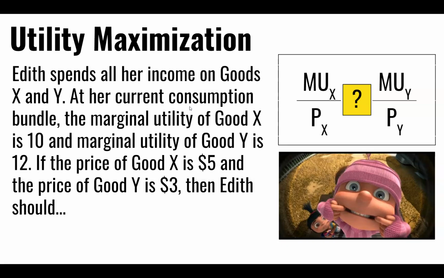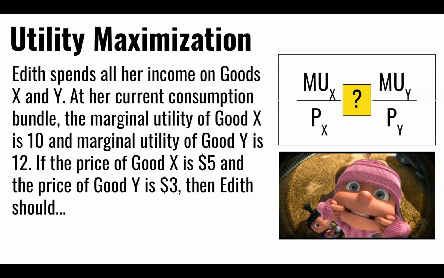So let's look at an example. Let's pretend that Edith spends all of her income on goods X and Y. She only has 2 goods. She spends all her money on them. At her current consumption bundle, the marginal utility of good X is 10, and the marginal utility of good Y is 12. If the price of good X is 5 and the price of good Y is 3, then what should Edith do? If we're looking at totals here, we might say, well, she should buy more of good Y because it brings her more happiness. And maybe, but it could be that it's more expensive too. We don't know. Well, we do know because we have these numbers, but in general, just looking at marginal utility doesn't necessarily tell us the right answer.